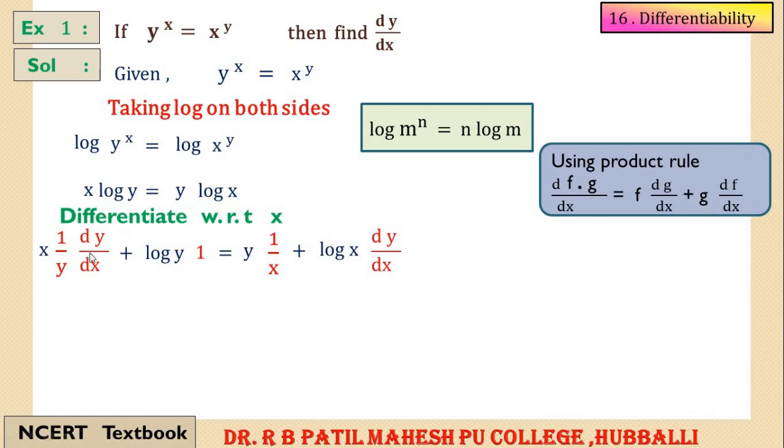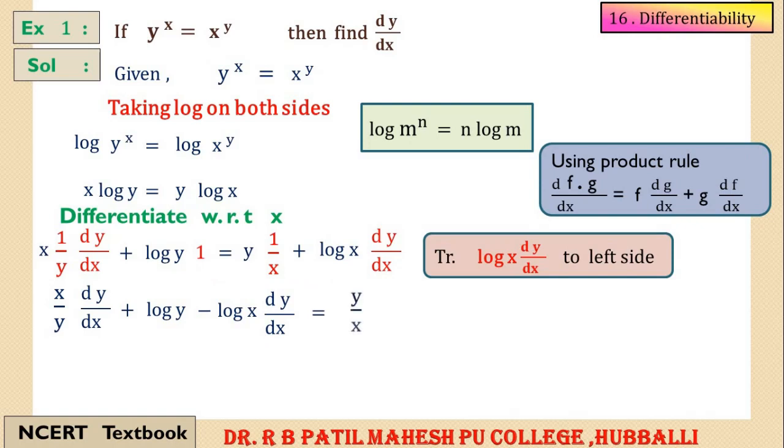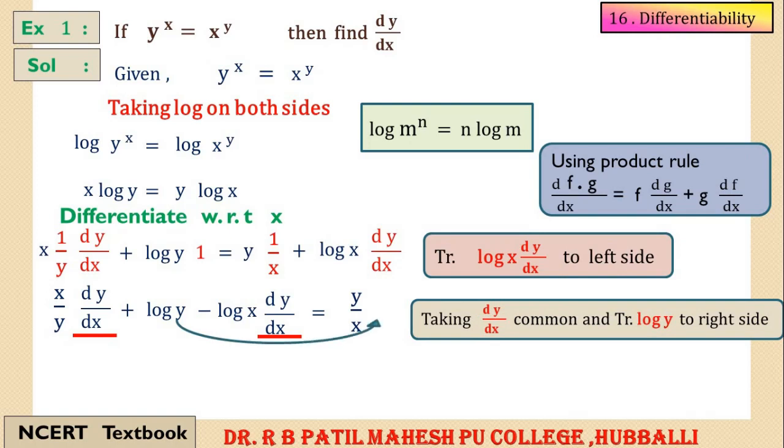So in this equation we have two dy by dx terms. Therefore, transfer this term to the left side and take it common, and you will get the dy by dx answer. So what you have to do is transfer log x dy by dx to the left side. So it becomes x upon y dy by dx plus log y minus log x dy by dx is equal to y upon x.